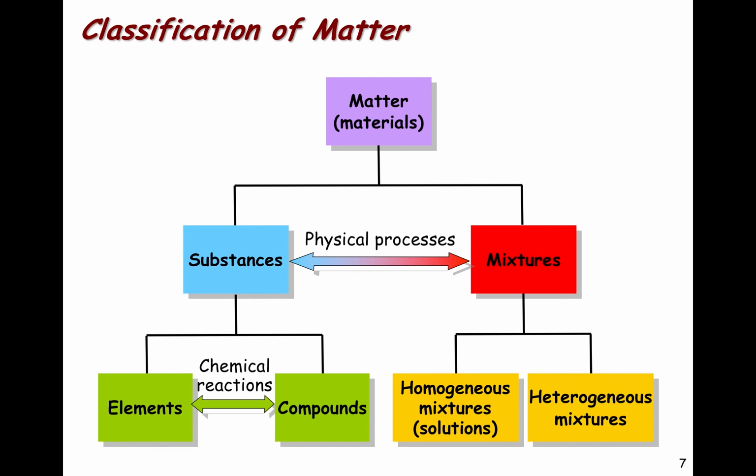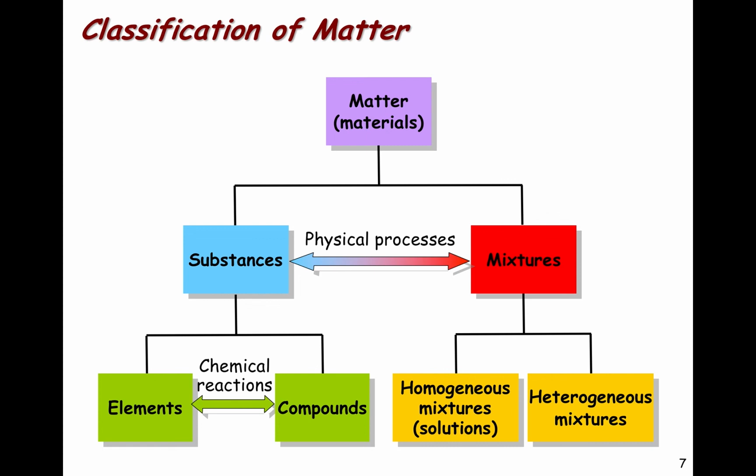If we have mixtures, we can further subcategorize these into one of two typical types. We can have homogeneous mixtures, sometimes referred to as solutions. These solutions can be solids, liquids, or gases. The term homogeneous has the prefix homo, which means the same. So this is a mixture that is the same throughout, or where the components are evenly distributed.